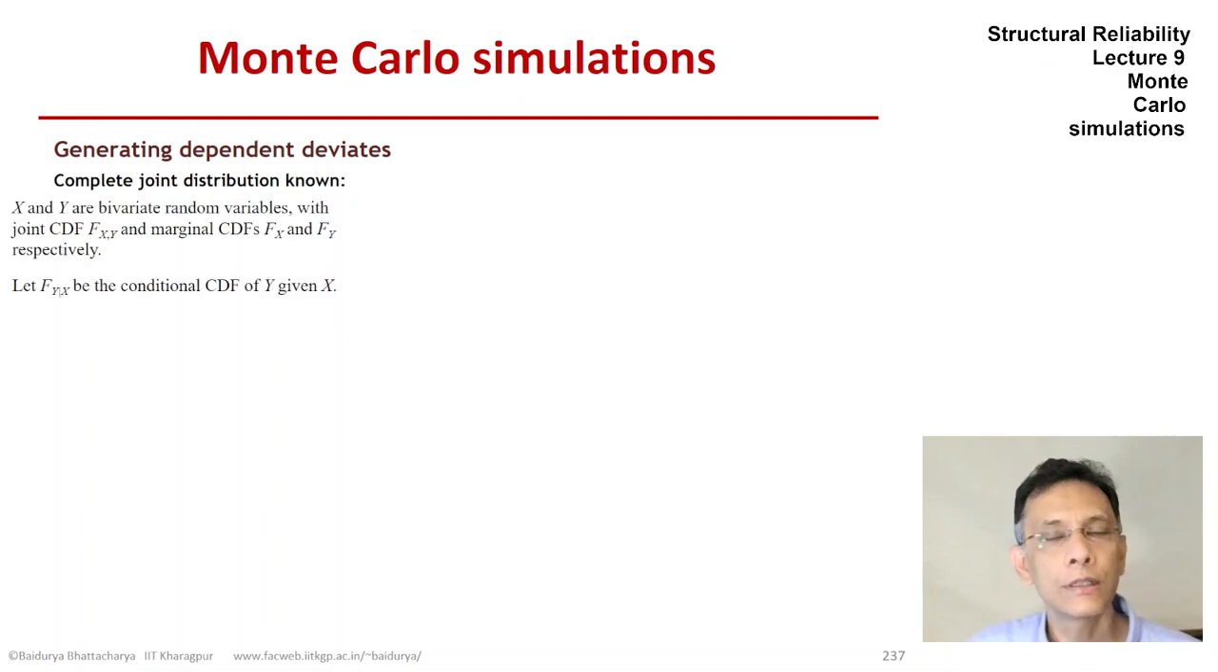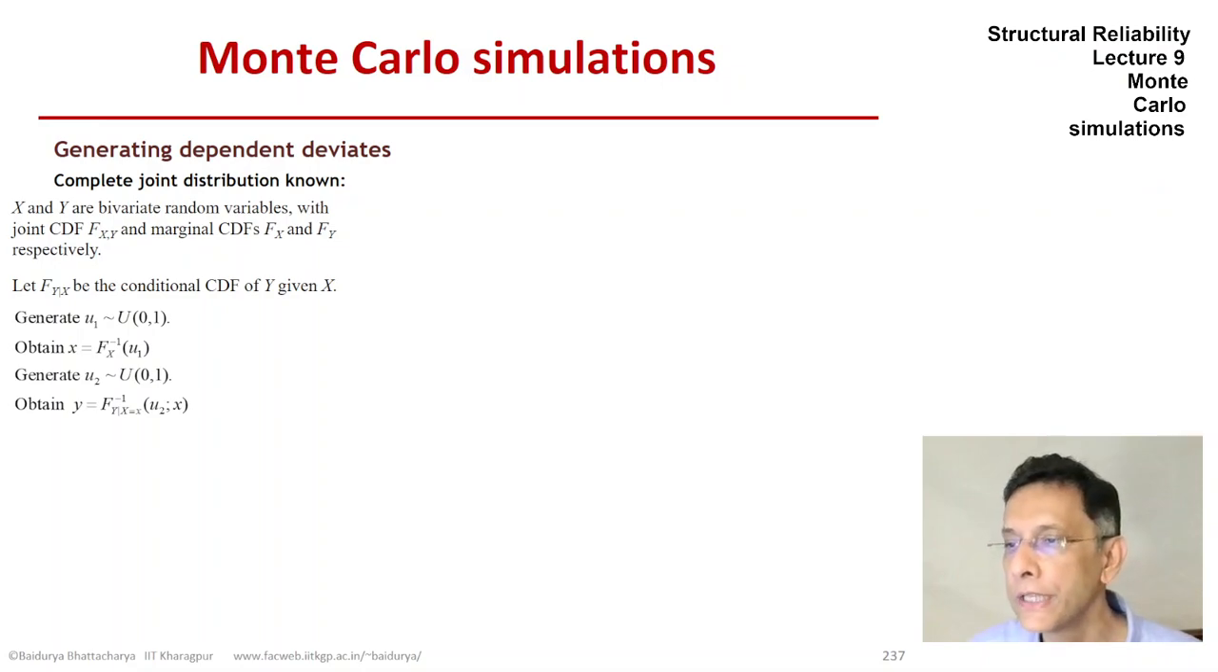So let's take two random variables x and y which are dependent. We know their joint CDF, we know their marginal CDFs, Fx and Fy, but most importantly we know their conditional CDF. So Fy given x or Fx given y.